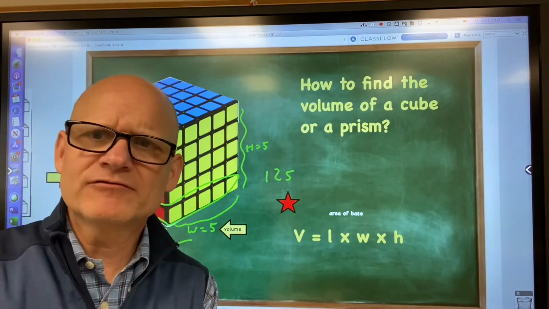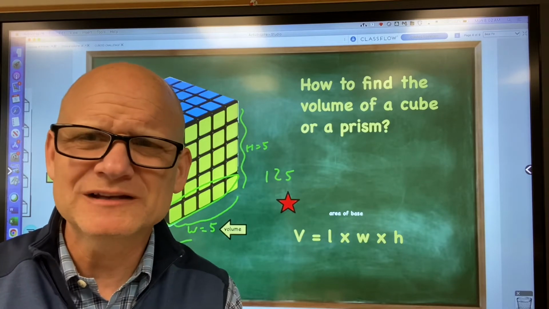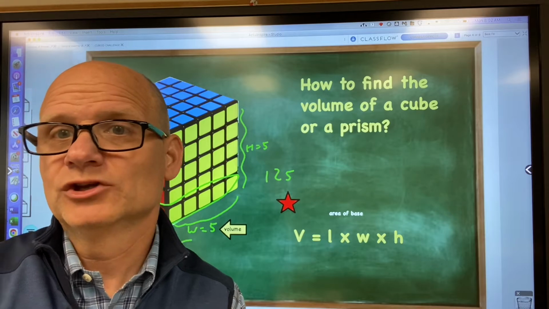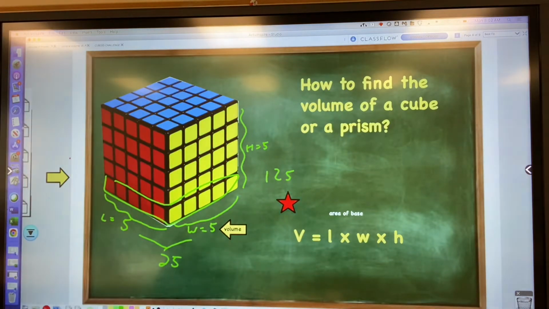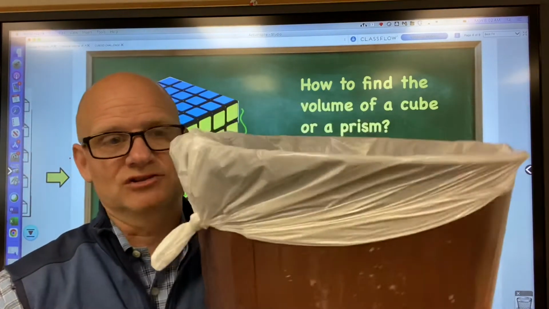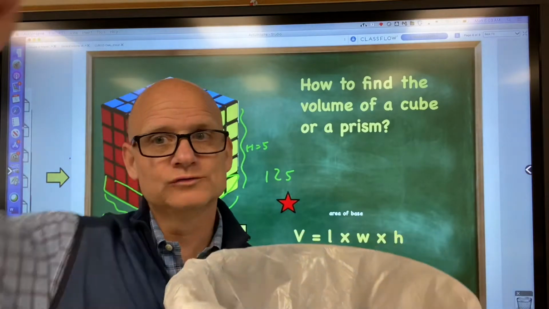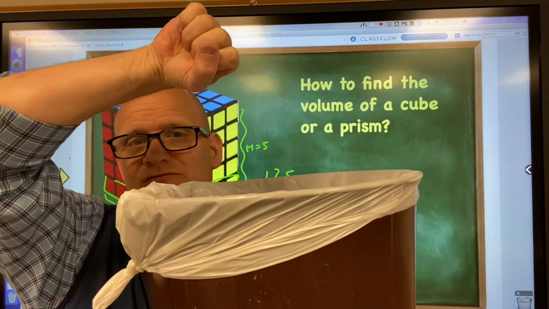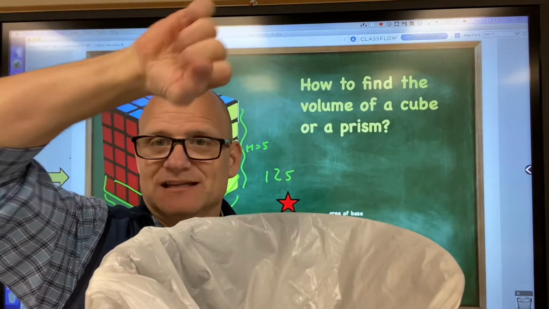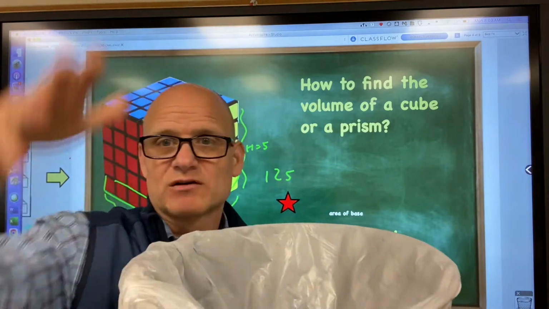Okay? And one thing I forgot to add is, what are you finding when you find the volume? I mean, what does that really even mean, 125 cubes? Or what does it mean about the volume when you find the volume of any shape? Well, for example, look at this trash can. This trash can has a volume. It can only hold so much water. That's what volume is referring to. It can only hold so much. It has a certain capacity. I can start pouring water in here, the hose, and eventually the water will fall out.